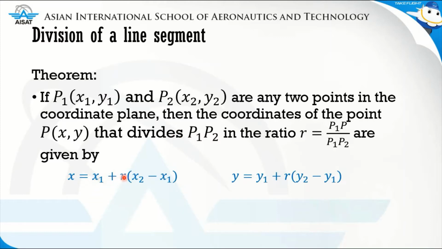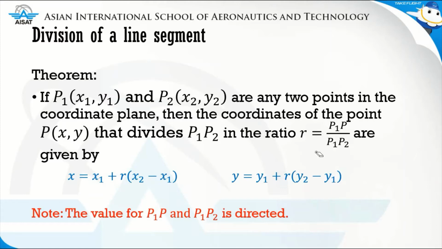x sub 1 plus r times the quantity of x sub 2 minus x sub 1. And for our y coordinate, we have the formula y is equal to y sub 1 plus r times the quantity of y sub 2 minus y sub 1. So what does this mean? Now, given a line segment, what we will do is divide the line segment and try to get the points of divisions. Note that the values for p sub 1 to p and p sub 1 to p sub 2 are directed.